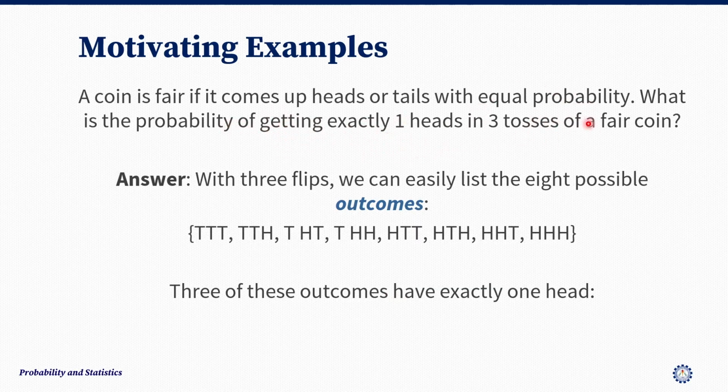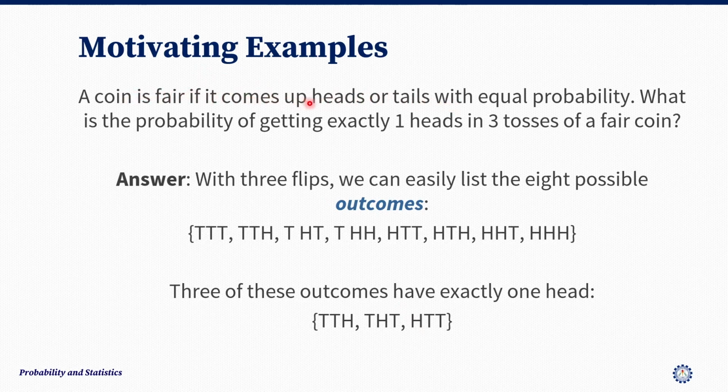Since we are finding the probability of getting exactly one heads in 3 tosses of a fair coin, after listing the 8 possible outcomes, we have 3 of these outcomes which have exactly one head. So we have TTH, THT, and HTT.